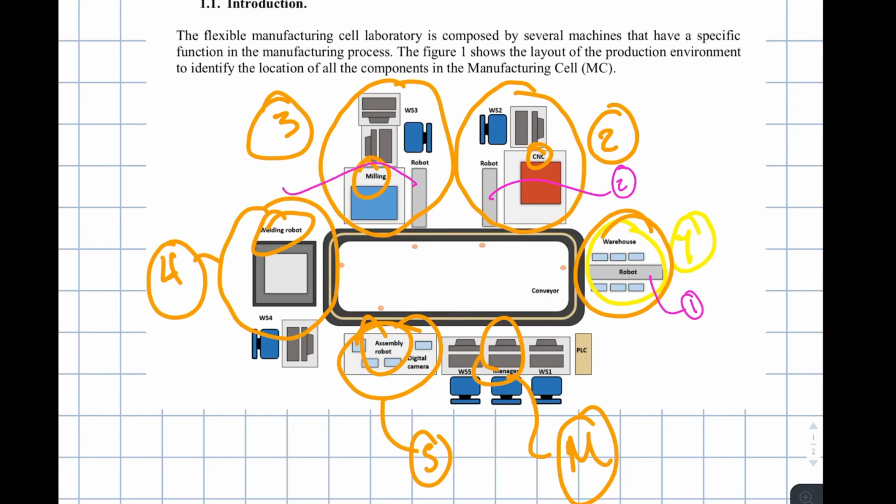The third robot has 5 degrees of freedom, and the welding robot is the one that is more specialized because of all of the movements that it can do. That is why it has 6 degrees of freedom. And the last robot is going to have 4 degrees of freedom, and that's it. This is basically the manufacturing cell laboratory that we have on the campus.